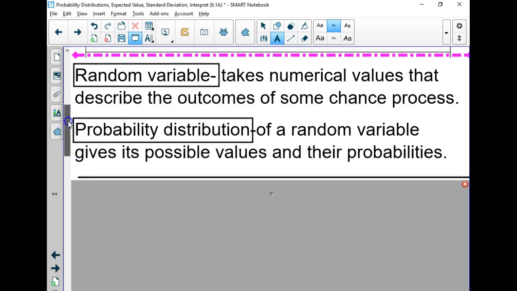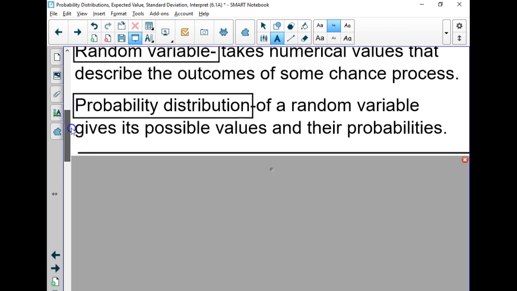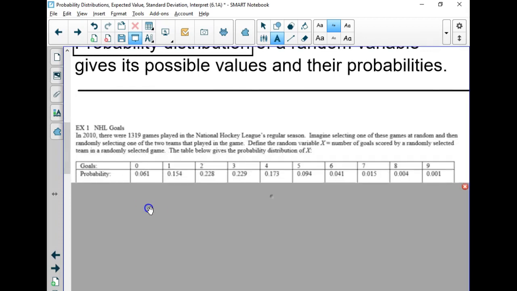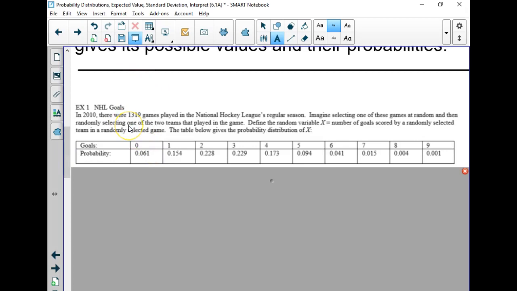I'll talk about it in the problem with the NHL. So I'm going to get going right there with the NHL. I'm going to summarize what this means. So there were 1,319 games. What they did is they put them all in a hat. They shook it up. They randomly pulled the games out, right? They did this over and over and over again. When they pulled a certain game out, they randomly chose one of the teams.